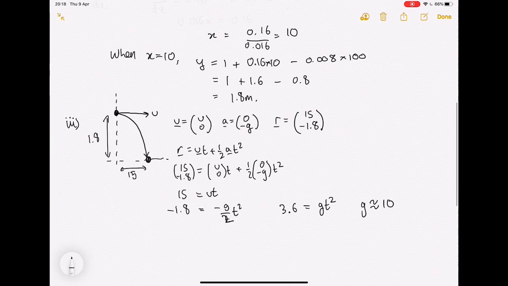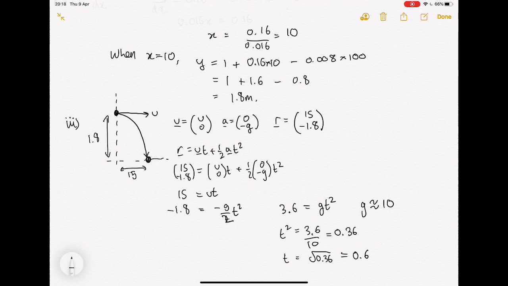So actually we've got t squared equals 3.6 divided by 10, which is 0.36. So t, and it's a positive time, is the square root of 0.36, which is 0.6. Okay, in part 4, we're asked to find the horizontal component of the velocity.